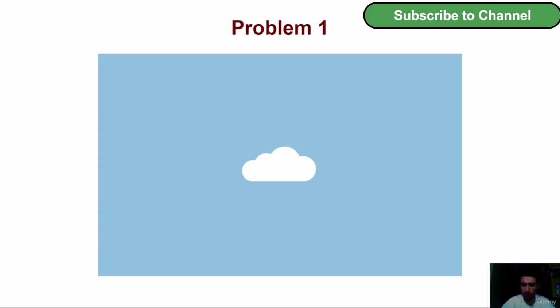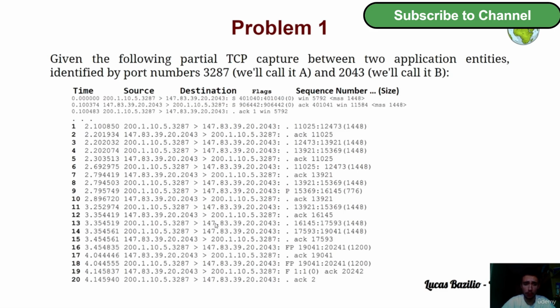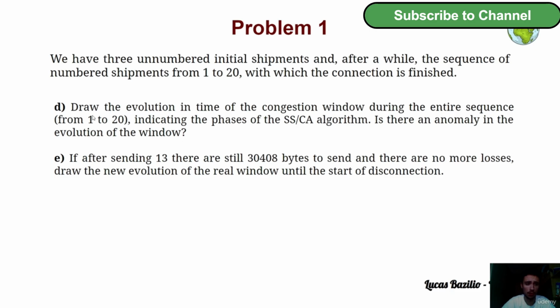In this lecture, we are going to solve question D of this problem 1. Question D states: draw the evolution in time of the congestion window during the entire sequence, from frame 1 to frame 20, indicating the phases of the slow start and congestion avoidance algorithm. Remember, we already studied this algorithm. Finally, it also asks us to justify if there is any anomaly in the evolution of this congestion window.